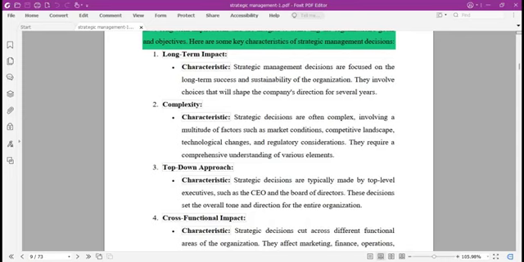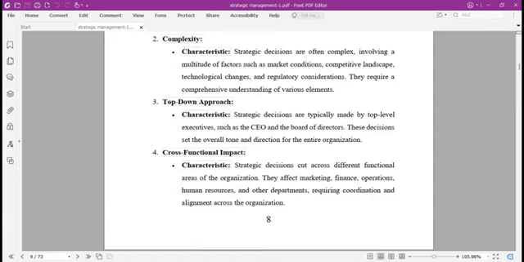Strategic decisions are typically made, of course, by the top-level executives, the likes of the CEO and the board of directors. These decisions set the overall tone and direction for the organization. From the top level, like the CEO and the board of directors, down, it cascades down to the lower level workforce or employees of an organization.